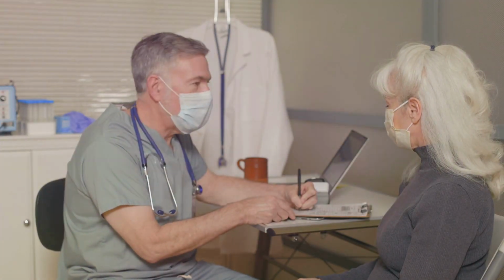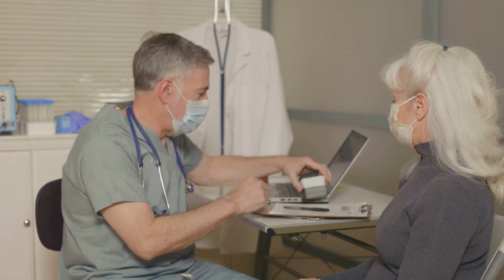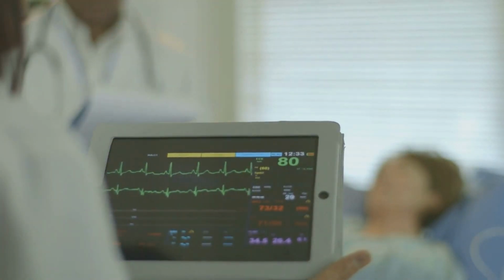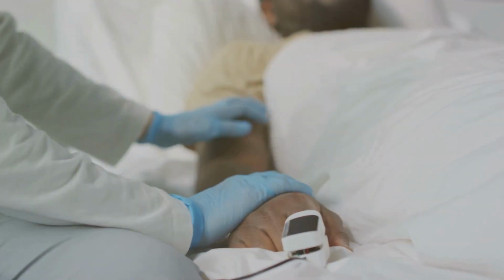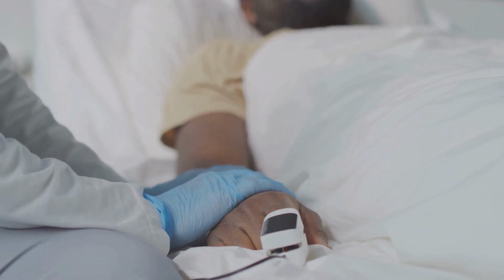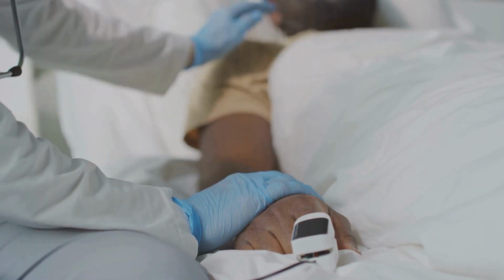His medical history includes well-controlled hypertension. He's a non-smoker with no known allergies. His vital signs show a slightly elevated temperature and respiratory rate. His oxygen saturation is slightly low, but he's breathing comfortably.